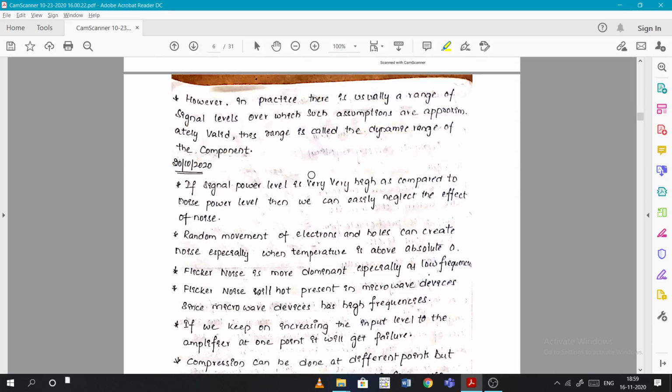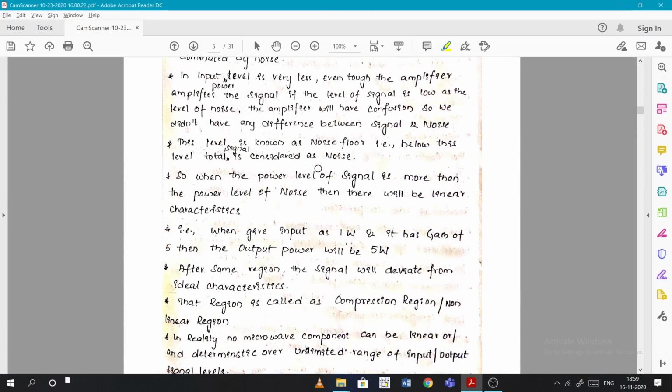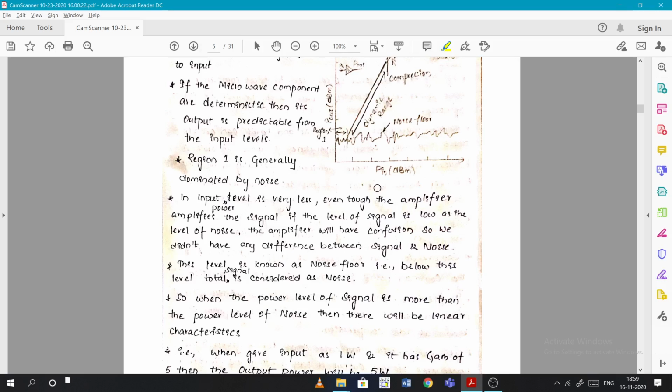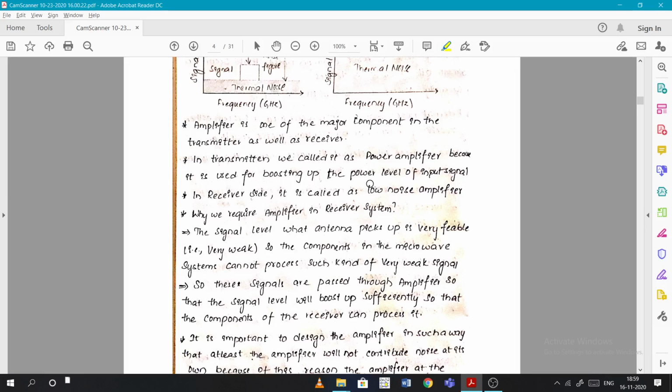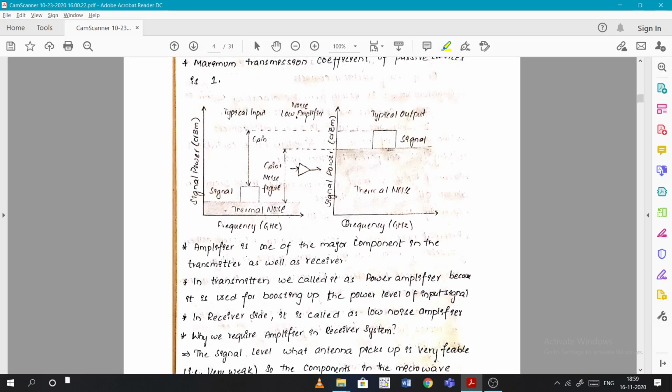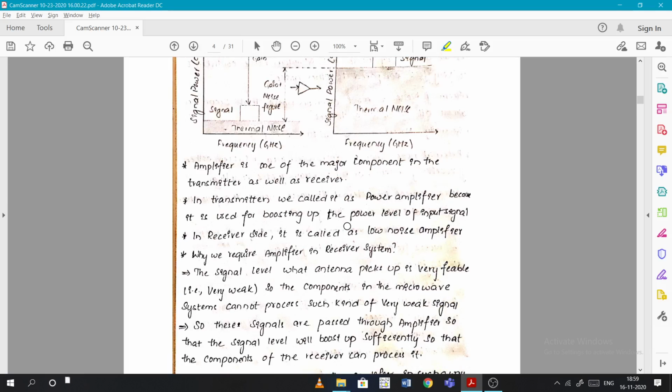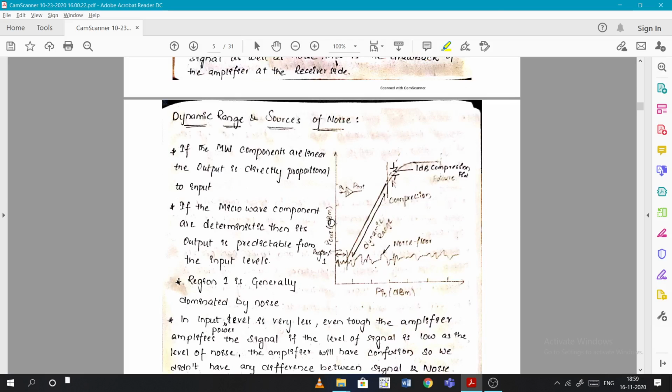Now coming to the amplifiers, we'll have amplifiers in two different sections. One is at the transmitter side, one is at the receiver side. I think it's already covered, right? Yes, it's all covered. When you keep a power amplifier at the transmitter, we call it a power amplifier. When you keep an amplifier at the receiver side, we call it a low noise amplifier. And I already told why it is called a low noise amplifier in the previous video.